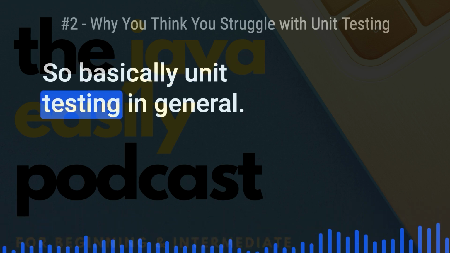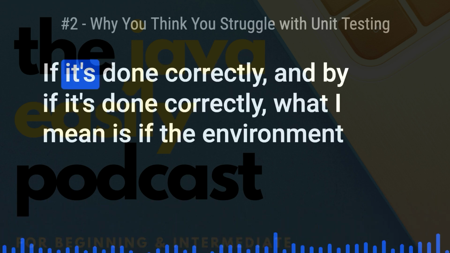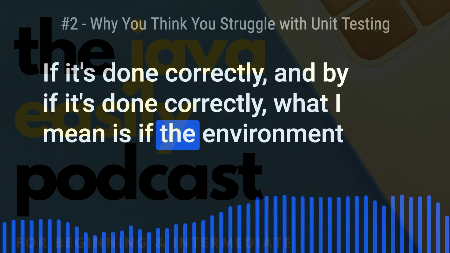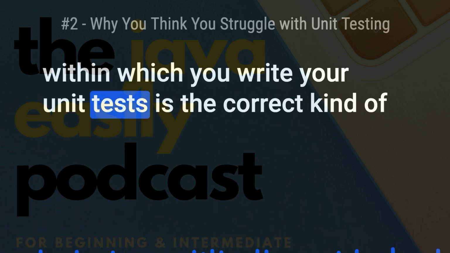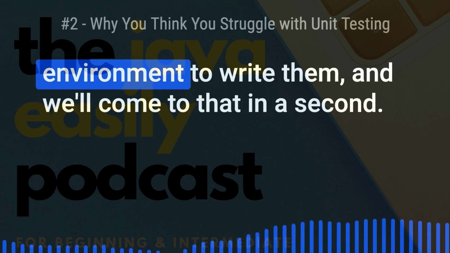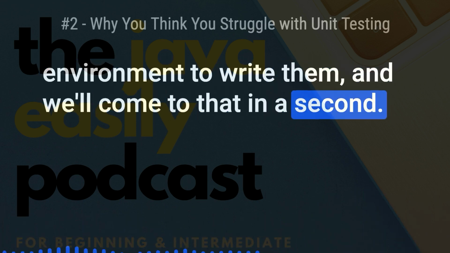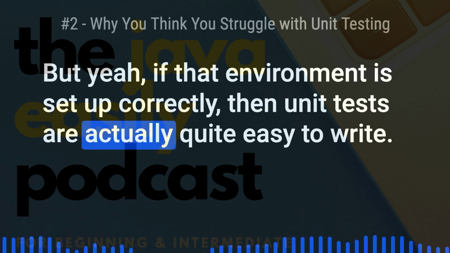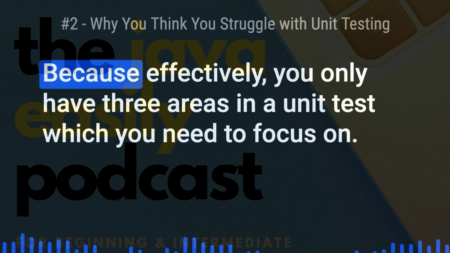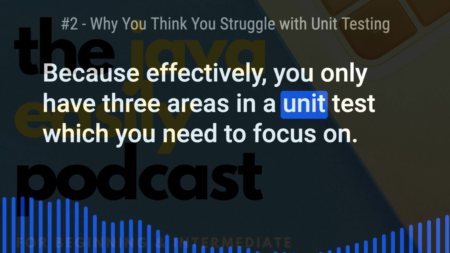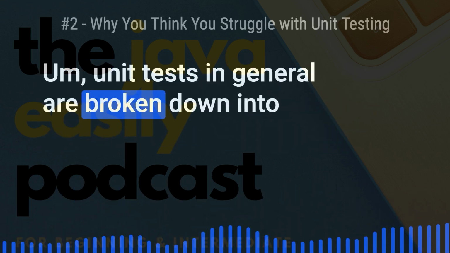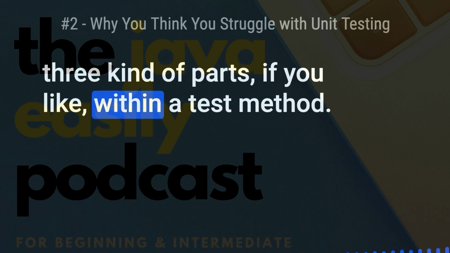Basically, unit testing in general, if it's done correctly, and by that I mean if the environment within which you write your unit tests is the correct kind of environment, and we'll come to that in a second, then unit tests are actually quite easy to write. Effectively you only have 3 areas in a unit test which you need to focus on. Unit tests are broken down into 3 parts within a test method.